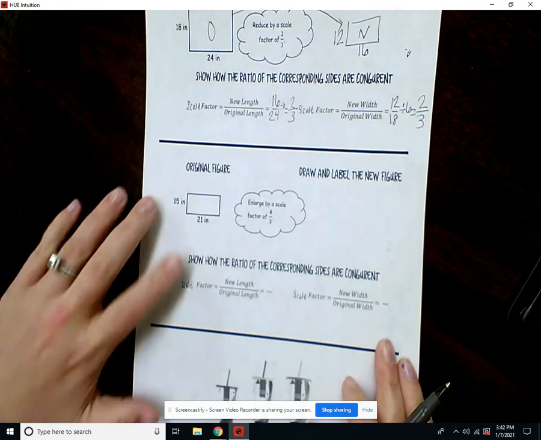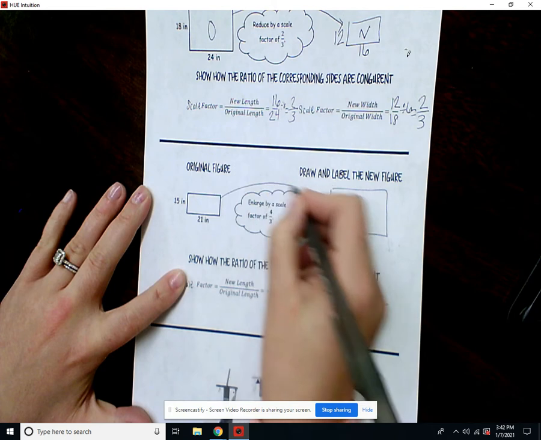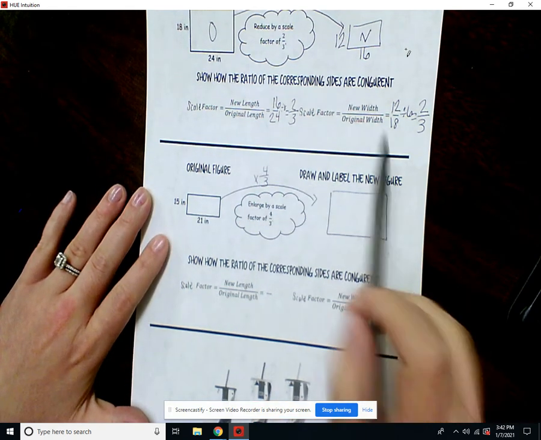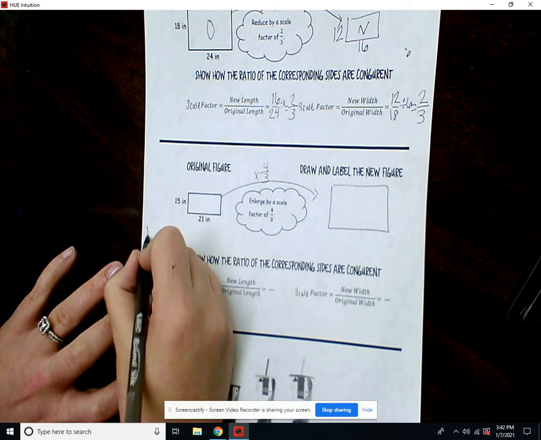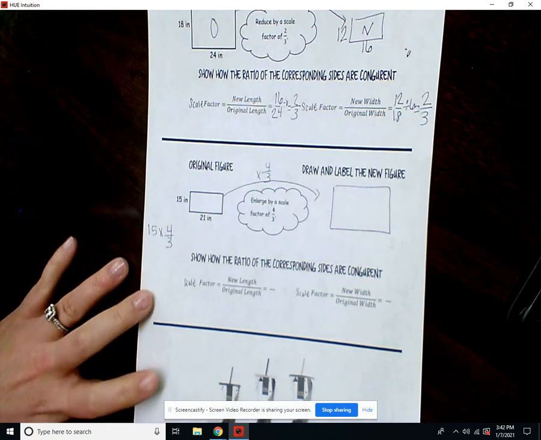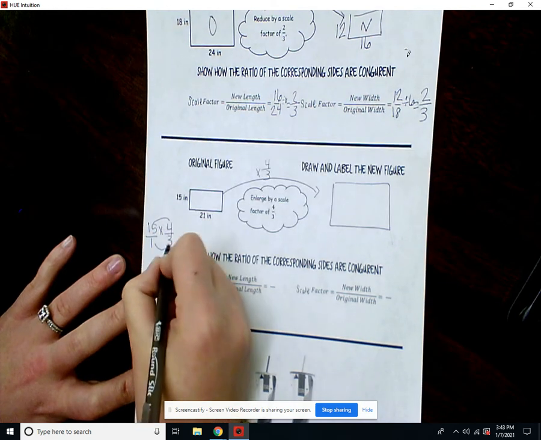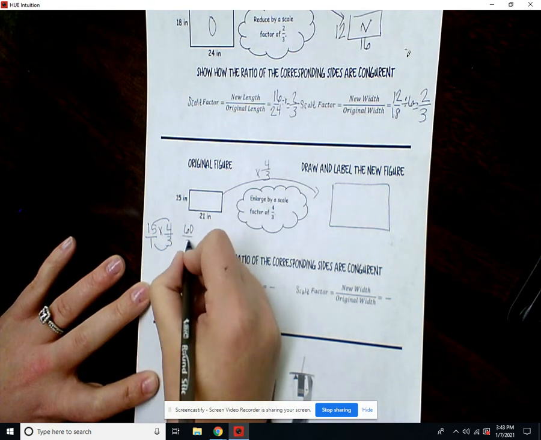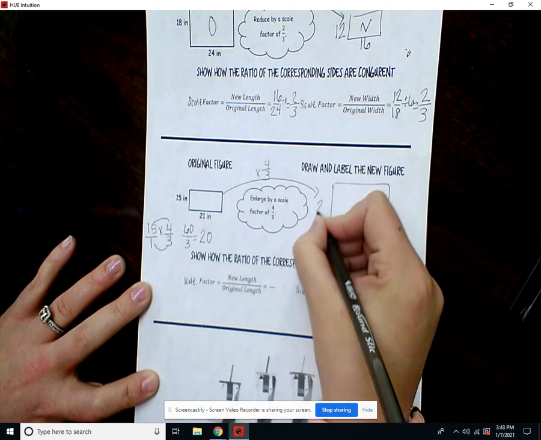All right, so for our next one, we're going to make it larger by 4/3. So again, we're timesing it by 4/3. So just like above, we're going to do the same thing. So we have 15 times 4/3. Make 15 a fraction by putting 1 under it and then multiply. 15 times 4 is 60. 1 times 3 is 3. 60 over 3 is 20.